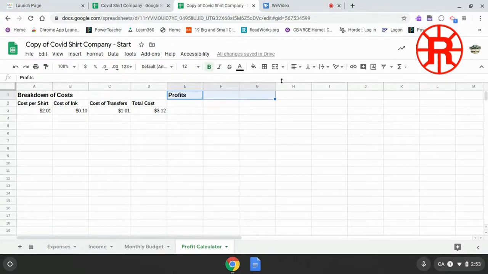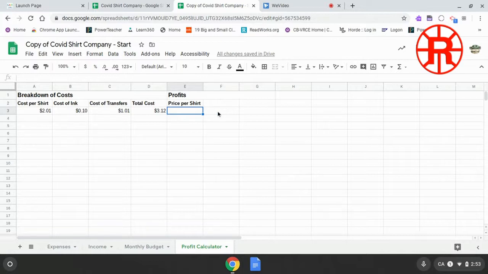And we'll just merge that with a few cells. So we're going to start with what we would sell our shirts for. So we look at our price per shirt. And that's what we would charge people. And that's an arbitrary number because that number is really based on what we decide to sell the shirts for.